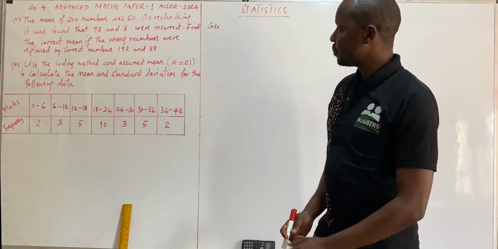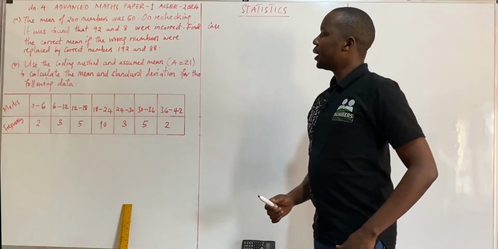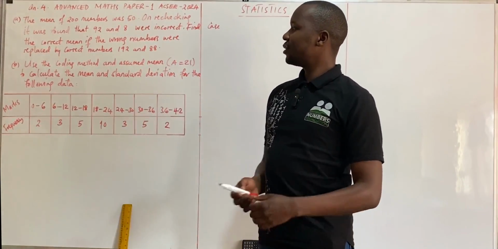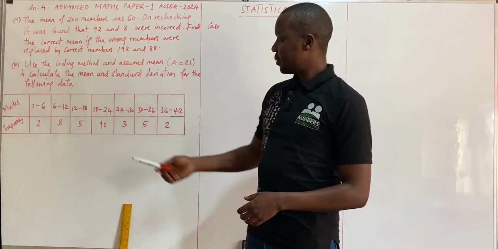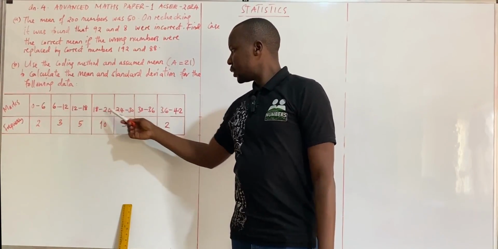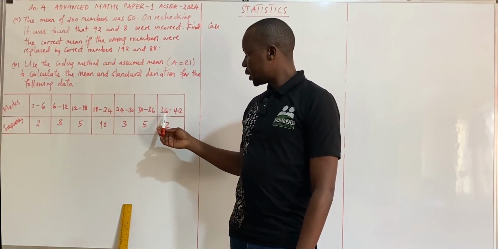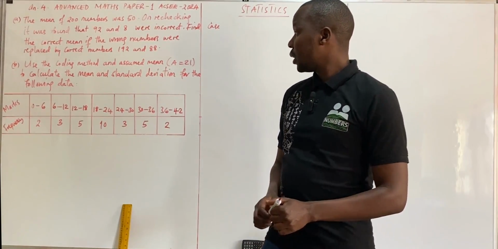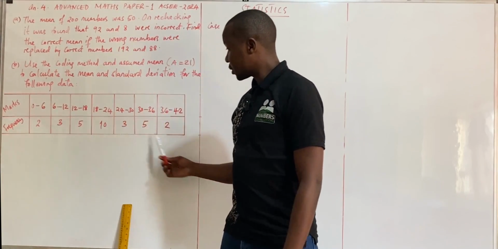So in part B now, we are required to use the coding method and the assumed mean of 21 to calculate the mean and standard deviation for the following data. Here we have a table where we can see the marks grouped in the group data, from 0 to 6 until you reach the last group, that is 36 to 42. And now they are distributed with their frequency, as you can see here.